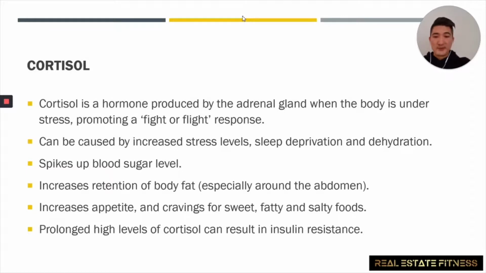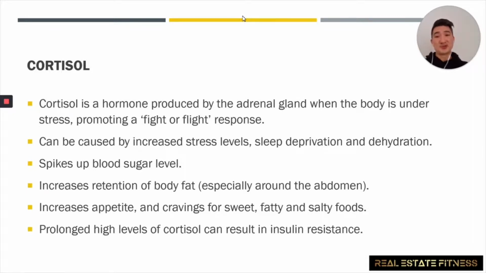So before I actually get into it, you need to understand what cortisol is. Okay, cortisol is a hormone produced by the adrenal gland when the body is under stress, promoting a fight or flight response. It can be caused by increased stress levels, sleep deprivation, and dehydration. And what happens when we have an elevated cortisol level?